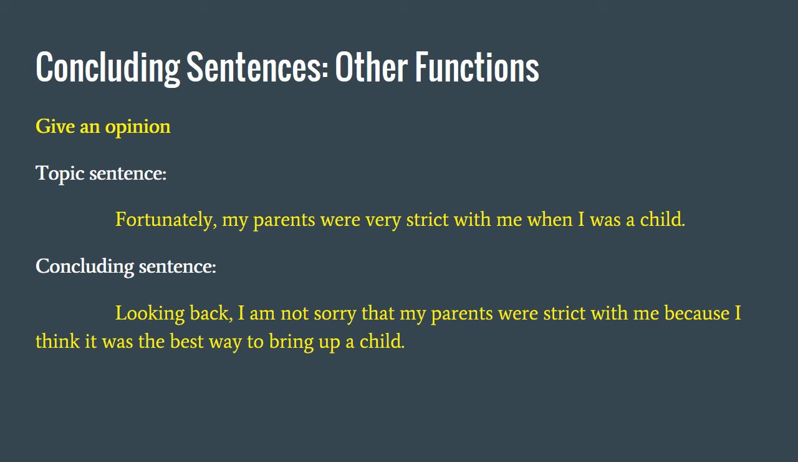Okay, we're still talking about functions of concluding sentences. Another function is to give an opinion. Here's an example. Fortunately, my parents were very strict with me when I was a child. Looking back, I am not sorry that my parents were strict with me because I think it was the best way to bring up a child. In the example above, the topic sentence explains that the writer's parents were very strict. In the concluding sentence, the writer gives his or her opinion that being a strict parent is the best way to raise a child.